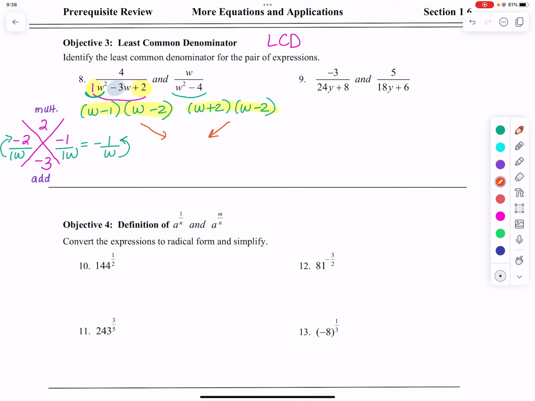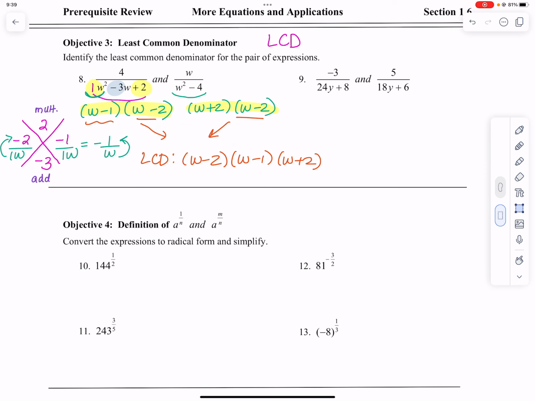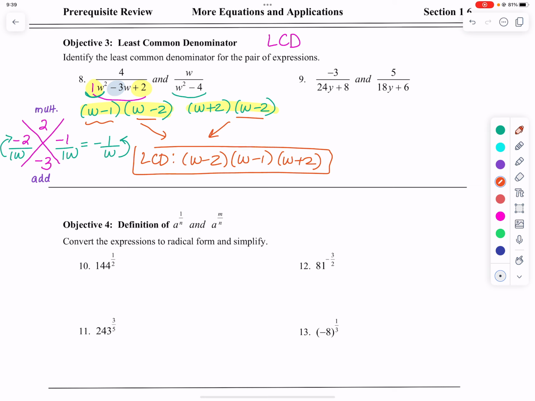They both have a w minus 2. So the LCD, we just write it one time if they have it in common, but we still need a w minus 1 and a w plus 2. So if they have it in common, you will only write it one time, that factor in common. Okay, let's try the same thing for number 9.